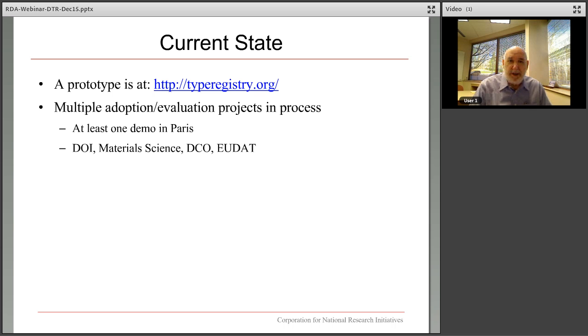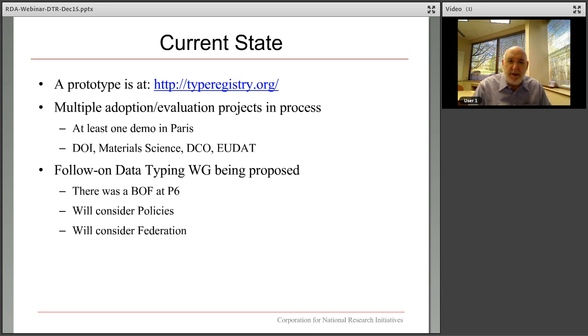There are multiple adoption and evaluation projects in process, I'm pleased to say. If you were in the last RDA plenary, you saw at least one demo in Paris that I was aware of. There are some folks using it fairly seriously. The digital object identifier folks, which was one of the sources initially. Material science, and that's one of the examples I'll show. Deep Carbon Observatory, which is another example I'll show. And EU DAT, the large European data project.